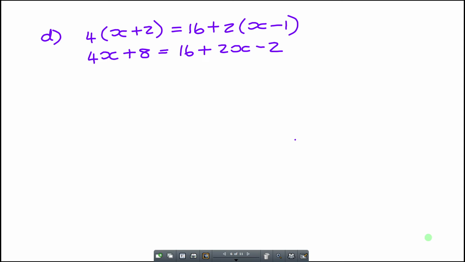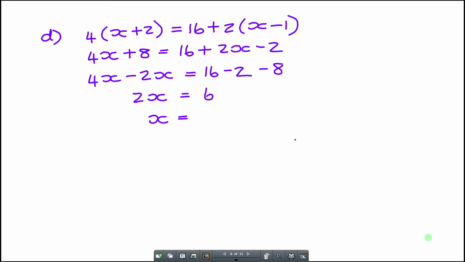Now let's take unknowns to the left. 4x was already there. This 2x I'm going to move over, so it becomes minus 2x. Then on the right-hand side, I had 16 and a minus 2. Now this plus 8, I move over, and it becomes minus 8. So 4x minus 2x will give me 2x. 16 minus 2, minus 8. So x will then be 6 divided by that 2, so it gives me 3.